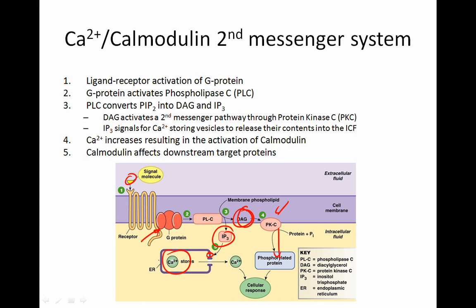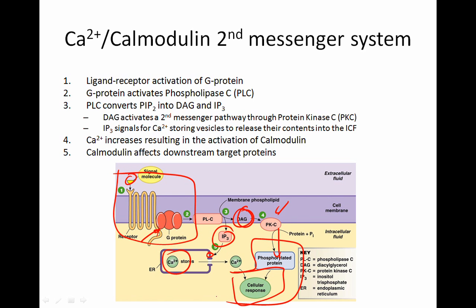What I want you to do is go back and take a look at calcium, excuse me, look at calcium calmodulin, and compare it to cyclic AMP. Is this the same? Yeah. Is this the same? I should actually even circle this. Is this the same? Yeah.